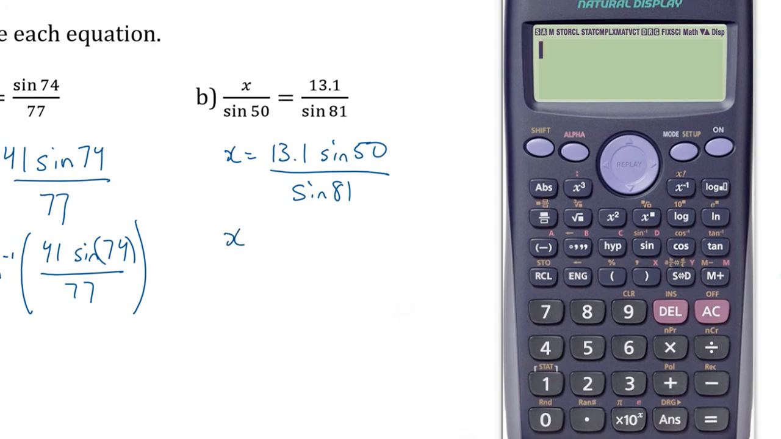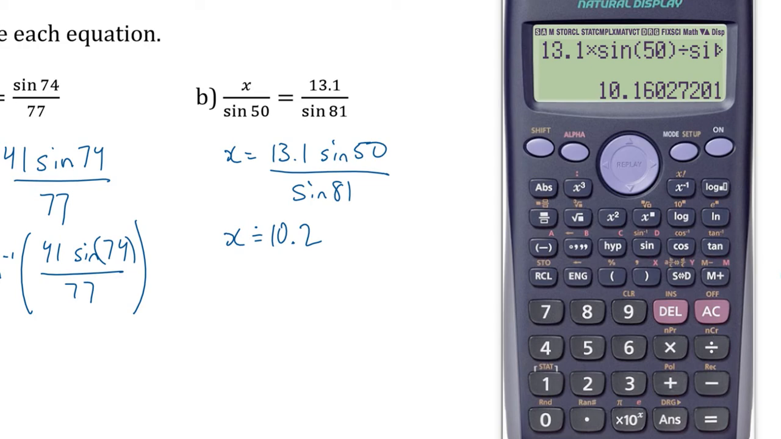Now x equals, I don't need to do shift sine in this case, so I'm going to do 13.1 times sine of 50. Again, I have to close that bracket, divided by sine of 81. I don't have to close this bracket because the question's over, and that is 10.2 because the 6 rounds the 1 up to a 2.